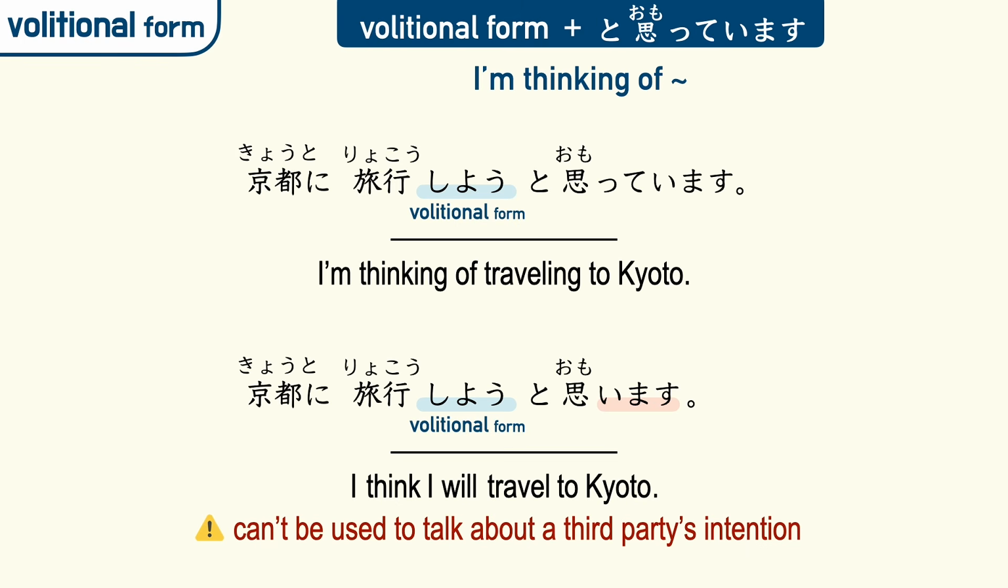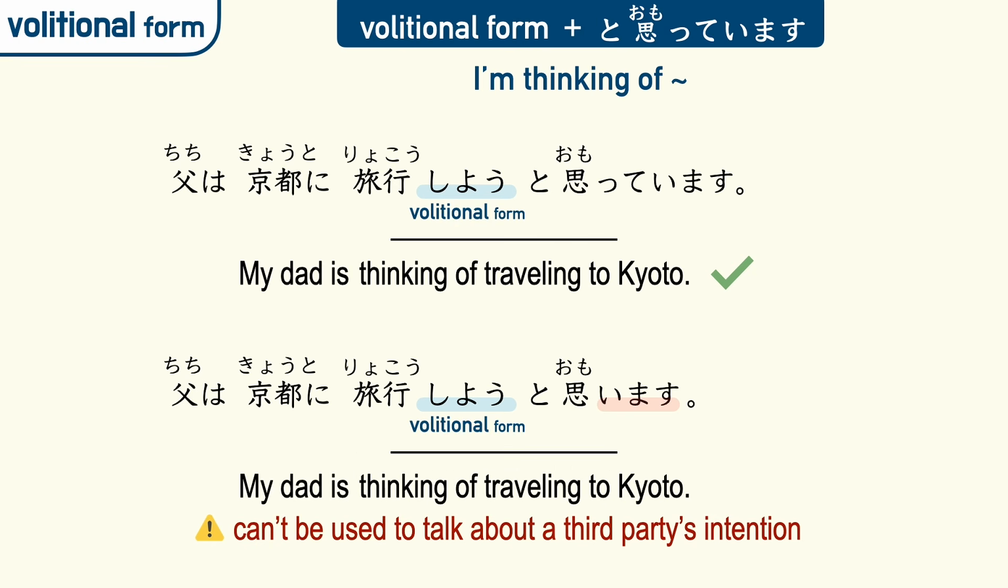For example, with the 思っています version, you can say 父は京都に旅行しようと思っています。It means my dad is thinking of traveling to Kyoto. It's perfectly natural. But you cannot say 父は京都に旅行しようと思います. This doesn't mean my dad is thinking of traveling to Kyoto. It's just a really unnatural sentence that no one says.